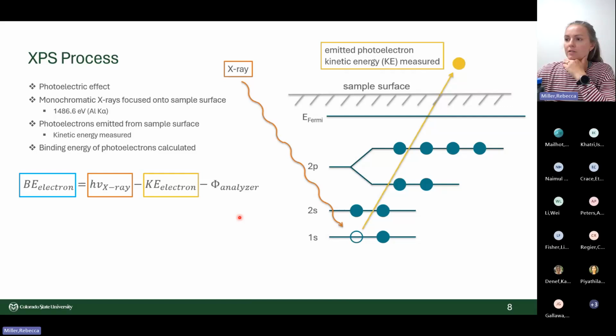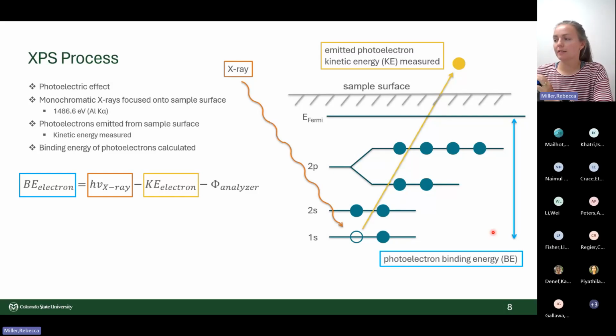And then based on this equation, knowing the input X-ray energy, measuring the kinetic energy of that ejected electron, and knowing the work function of the spectrometer, we can calculate the binding energy of that electron, which you can kind of think of as how tightly that electron was held. And that's what's plotted in XPS data, the binding energy. So if kinetic energy is higher, then the binding energy is lower.